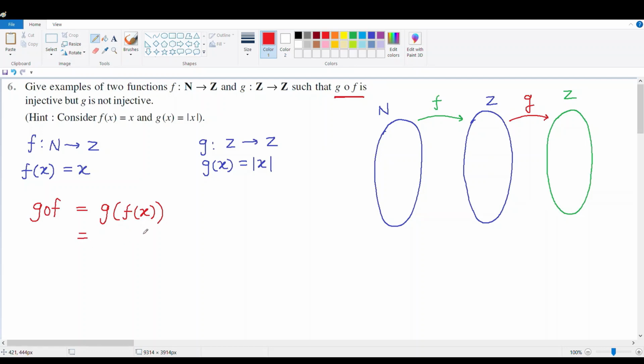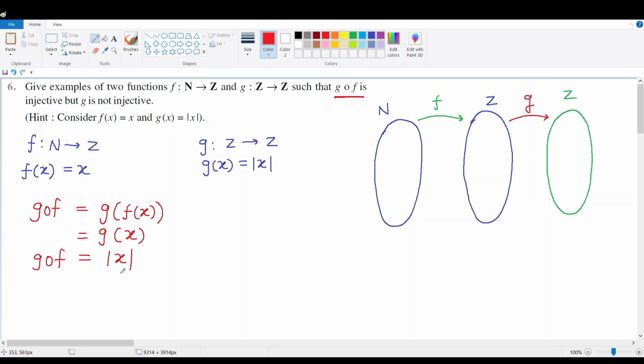Now instead of this f of x, we are going to write the definition of f of x. So g of x, right? See, f of x was just x, so I just wrote x instead of f of x. Now in the g of x function, I need to plug in this value instead of all x. So I plug in x instead of x, which is exactly the same thing. So I'm just going to get mod of x, because this is g of x. So this is our g of f of x, this mod x.